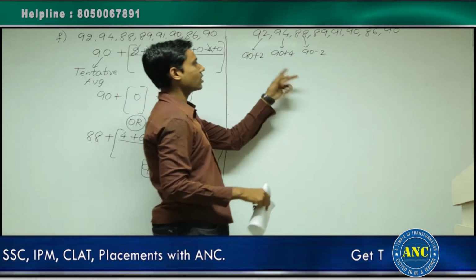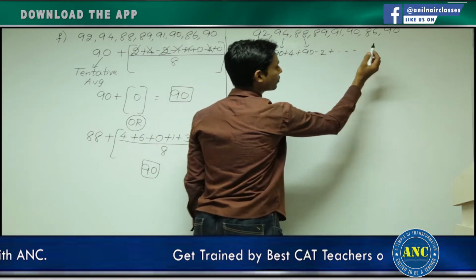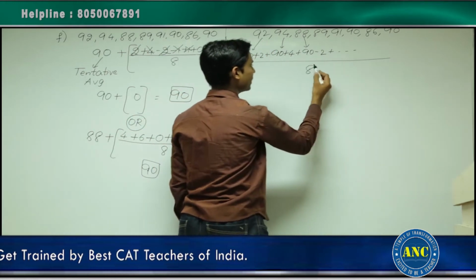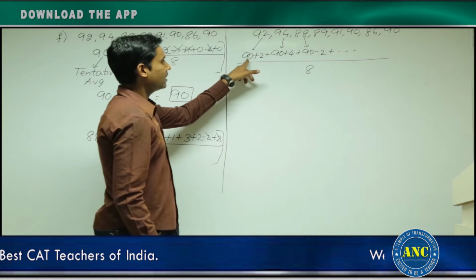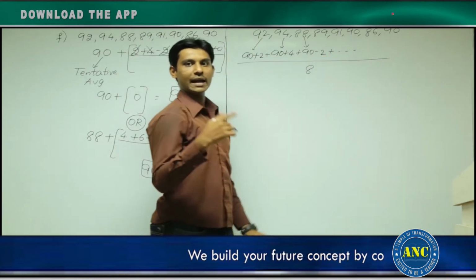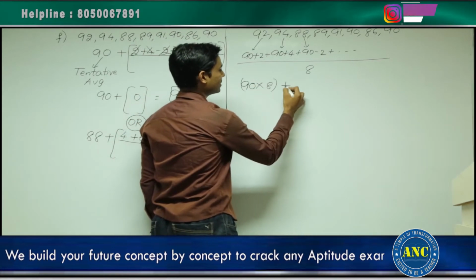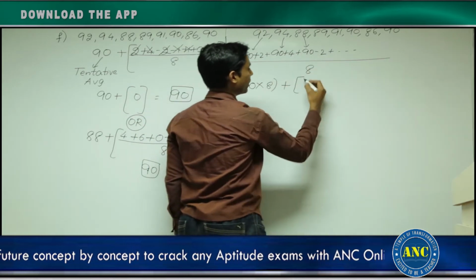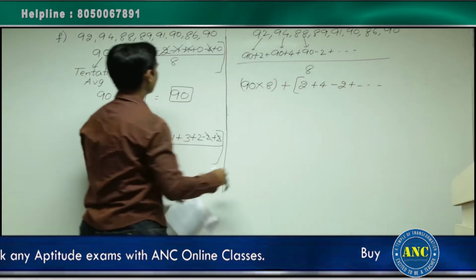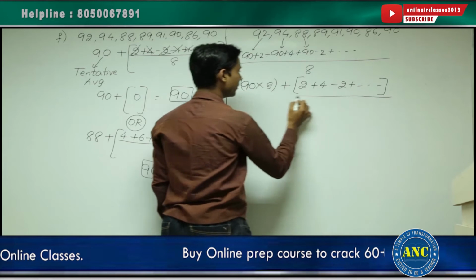When I express all the terms in terms of 90 and add all the terms, because average is nothing but sum of the quantities by number of quantities, I will divide by 8. If I divide by 8, 90 is added 1 time, 2 times, 3 times, 4 times, 8 times. If 90 is added 8 times, it is 90 into 8, plus the remaining terms 2, 4, minus 2 etc. This is what you wrote inside the bracket here. Whole thing divided by 8.